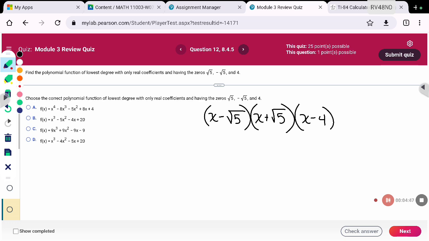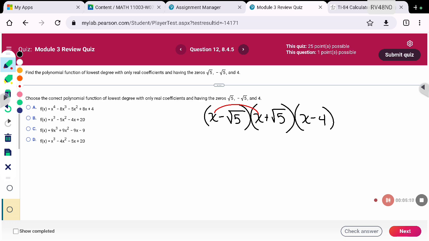Now, I'm going to multiply these three factors together, and I'm starting with the factors that have the square roots in them because they are conjugate pairs, which means when I multiply them together, they're actually going to clean each other up. So let's look at multiplying.